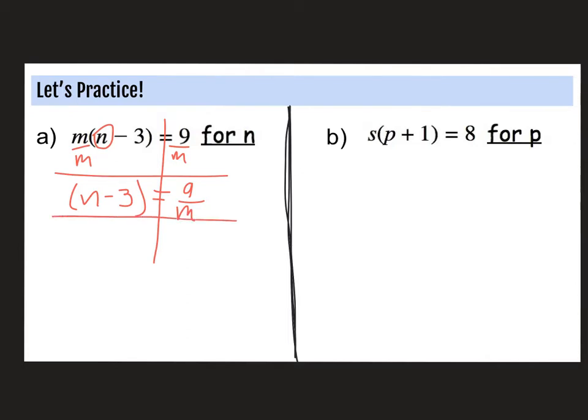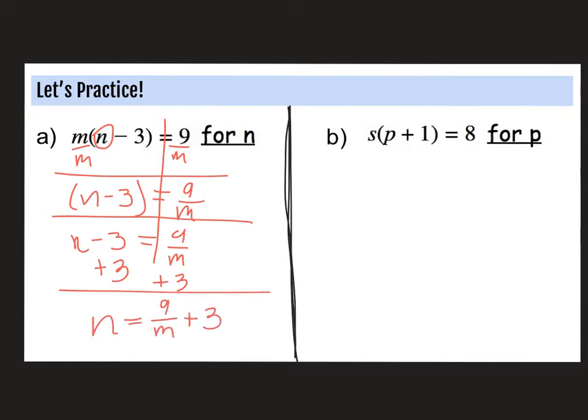Now, since my parentheses no longer have something on the outside, we can get rid of them, which leaves me here. So now to get rid of a minus 3, let's go ahead and plus 3 to both sides, leaving us with n equals 9 divided by m plus 3.